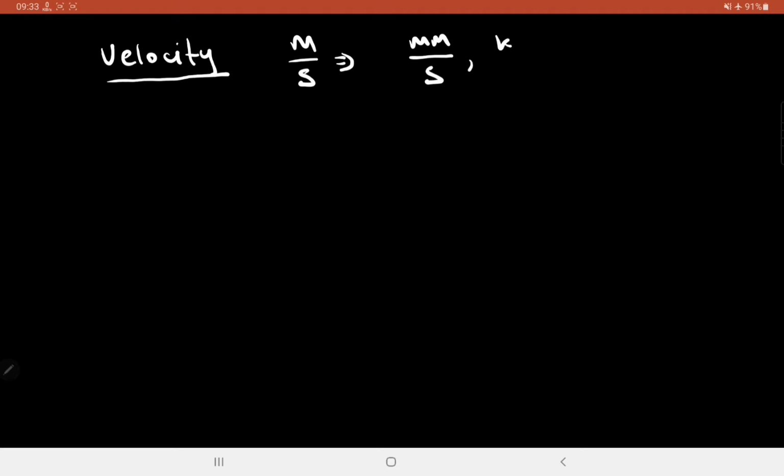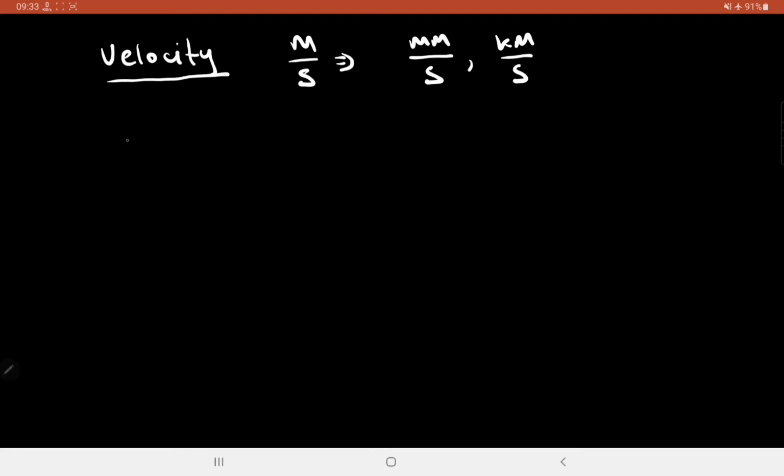Also, we have some complex, difficult units. For example, unit for velocity. What is the SI unit? Of course, meter per second. Meter is SI unit. Second is SI unit. But of course, we have different other units for velocity. Millimeter per second. It can be kilometer per second. Decimeter per hour, etc. How can we convert from one unit to another unit?